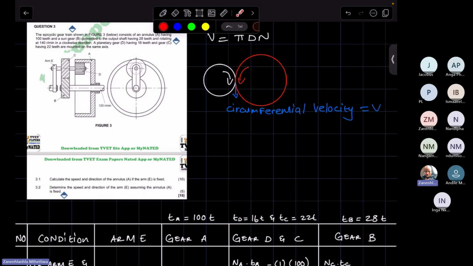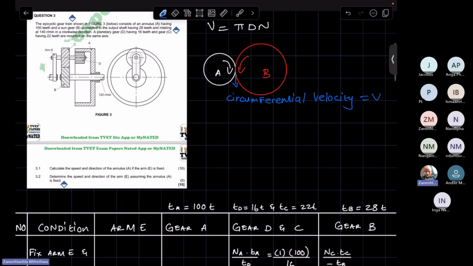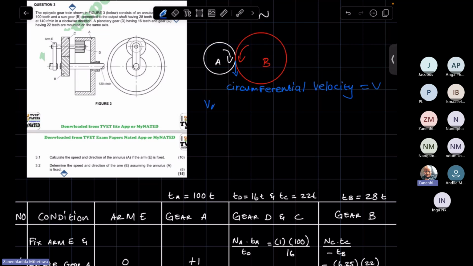The circumferential velocity of gears in mesh is the same. So if we take this as gear A and this as gear B, and the circumferential velocities of gears in mesh are the same, it means that VA is equal to VB. So when I say you first identify the relationship between meshing gears, this is what I mean. This is the only relationship between meshing gears: the circumferential velocity of meshing gears is the same.